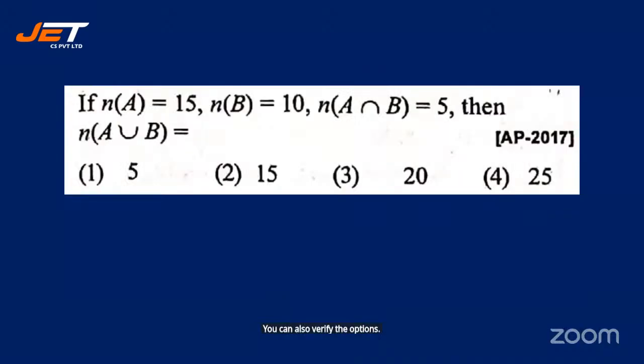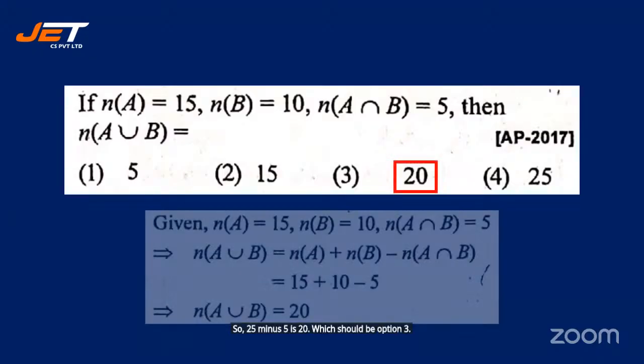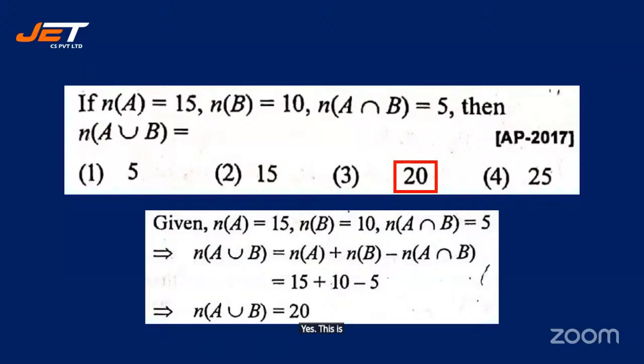Right. N of A is 15, N of B is 10, N of A intersection B is 5. Then what is N of A union B? So this was asked in the year 2017. N of A union B is N of A plus N of B minus N of A intersection B. So 25 minus 5 is 20, which should be option 3. Yes, this is a formula: N of A plus N of B minus N of A intersection B.